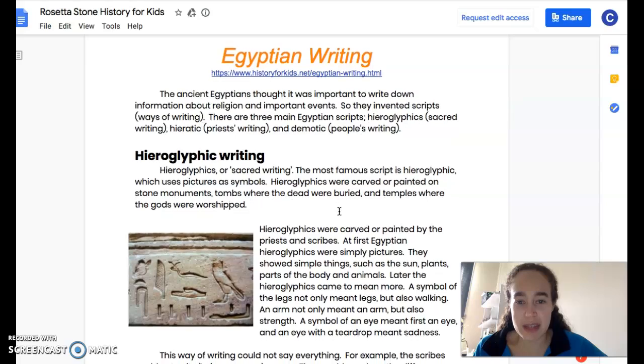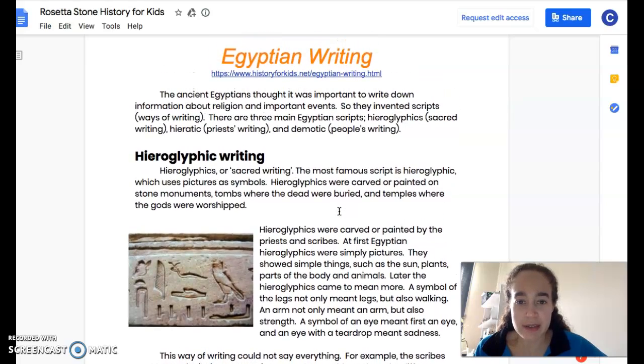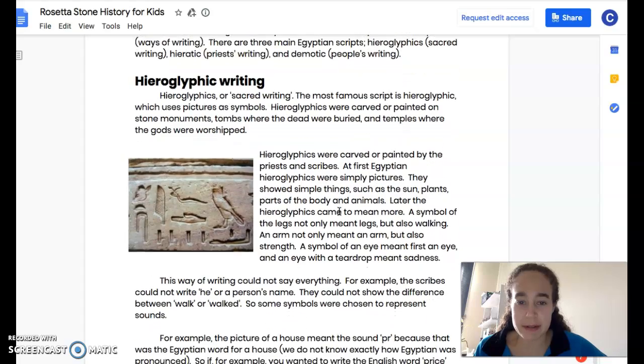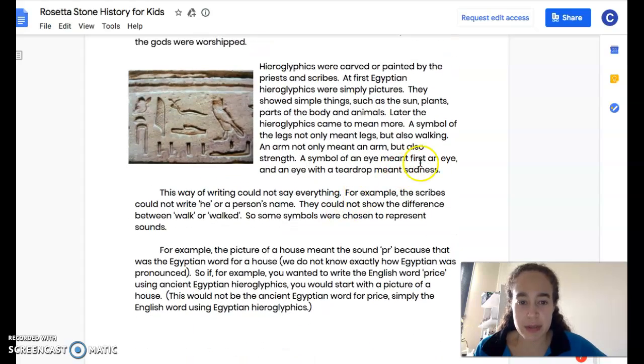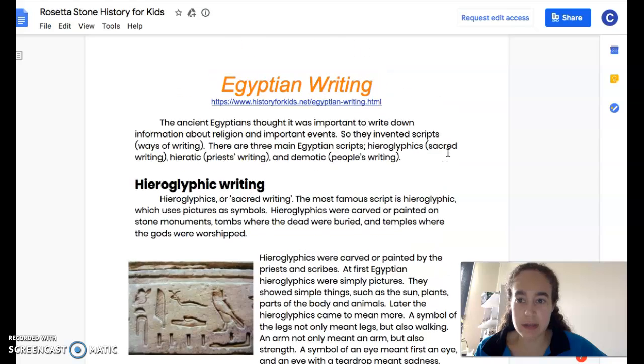And this third page is all about the actual writing of the ancient Egyptians, called hieroglyphics. So you get to read through this page too. They're not too long, but they do give a lot of information.